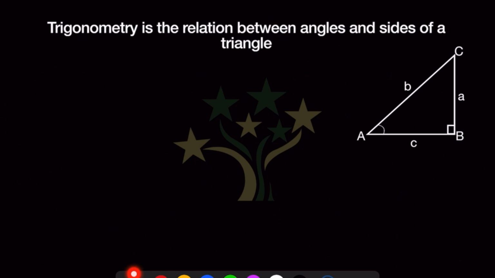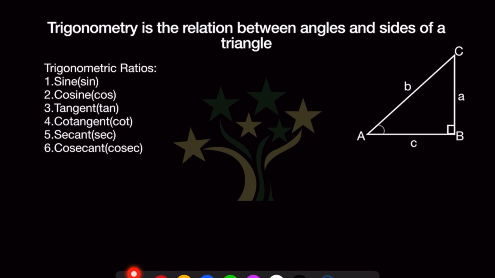So in trigonometry, this relation is expressed using 6 trigonometric ratios. The 6 trigonometric ratios are sine, cos, tan, cot, sec and cosec. These trigonometric ratios are always applied to a right angle triangle. Any triangle can be converted into a right angle triangle. So let's see how it's done.